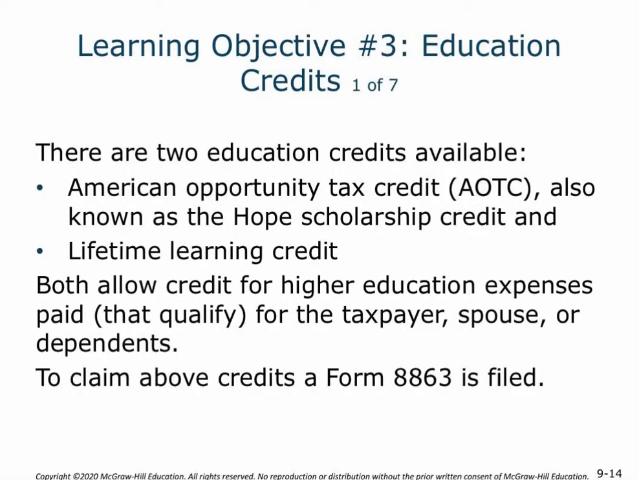Learning objective 3, education credits. So there's going to be 2 education credits we're going to look at: the HOPE credit, or the American Opportunity Tax Credit, and then the lifetime learning credit. It's important to note we can only use one of those, we have to pick between the two. There are 2 different tests essentially for these. The American Opportunity Credit is only available for the first 4 years of study, whereas the Lifetime Learning Credit can be used after that amount.